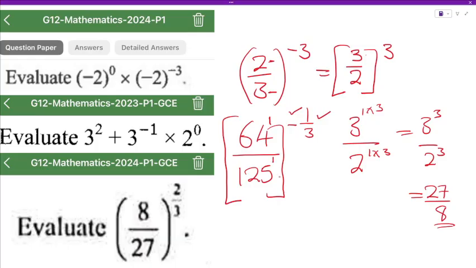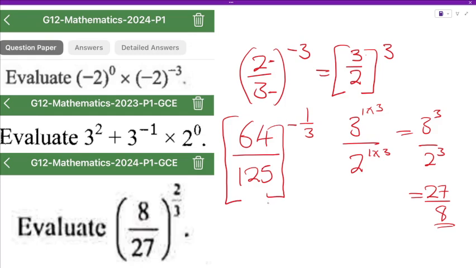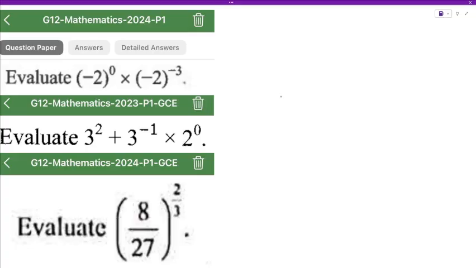I need you to convert this one to a positive, and then you apply the principle of fractional indices, and then you find your final answer. So expect something like this in your assignment, but I will also do a question that is very similar to that one. So that is that about double indices.